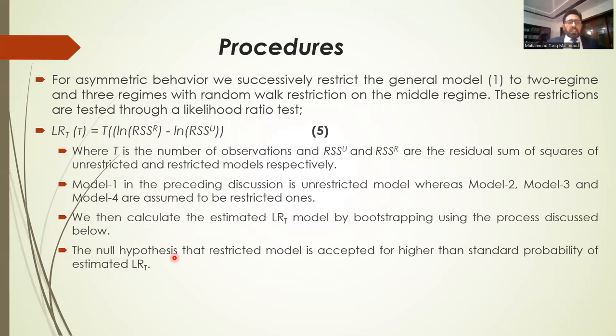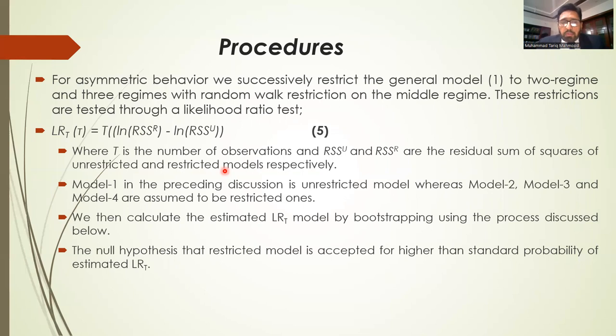Now the procedures: we have basically two to three procedures which are dealing with this particular model. We need to estimate a log likelihood ratio. This log likelihood ratio would explain how robust our model is, or how robust our assumptions are. The likelihood ratio test includes T number of observations and the residual sum of squares of the restricted model minus the residual sum of squares of the unrestricted model, and this becomes a chi-square type of test which we would study for these four models which we have already discussed.